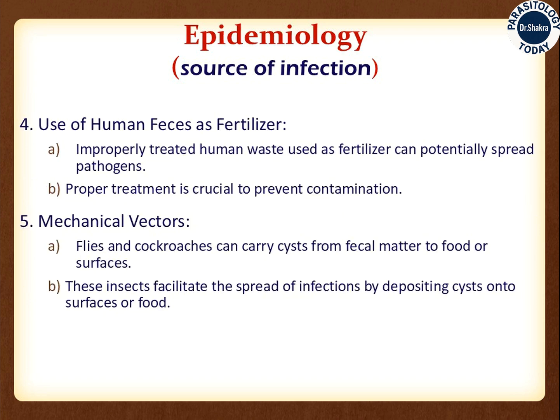4. Use of human feces as fertilizer. Improperly treated human waste used as fertilizer can potentially spread pathogens. Proper treatment is crucial to prevent contamination. 5. Mechanical vectors. Flies and cockroaches can carry cysts from fecal matter to food or surfaces. These insects facilitate the spread of infections by depositing cysts onto surfaces or food.